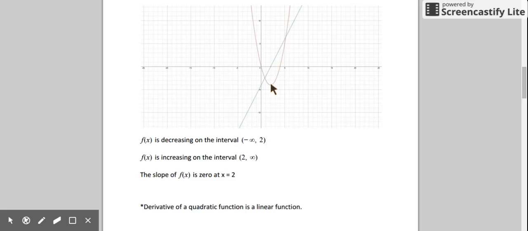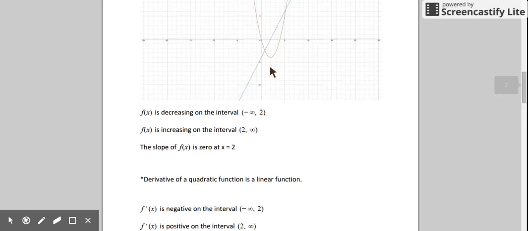Right here, as we pass 2 and go off towards positive infinity on the x-axis, my function is increasing. So I should have positive slope values, and that's actually what happens in my linear function here. I pass 0 and I start to have positive values on my derivative graph. And right there, when x equals 2, my slope value is actually 0. So I have an output of 0 on my linear graph, or the derivative graph.